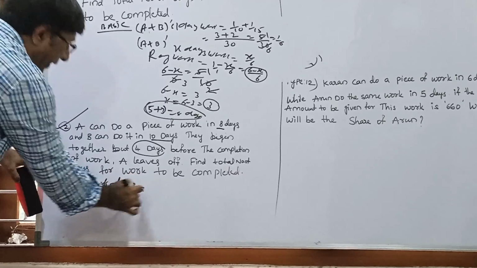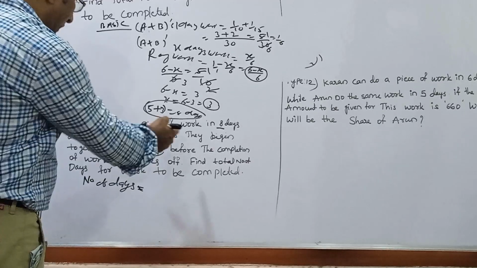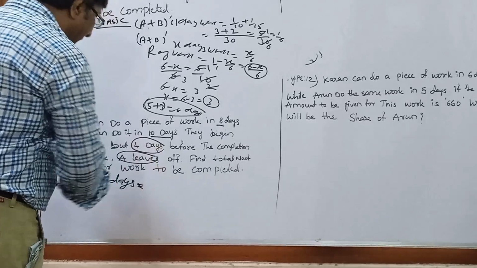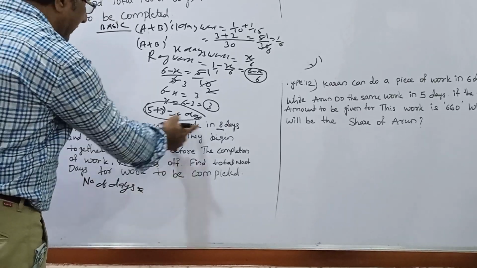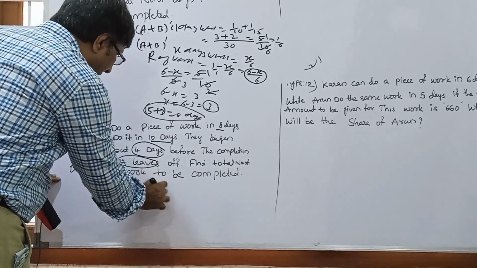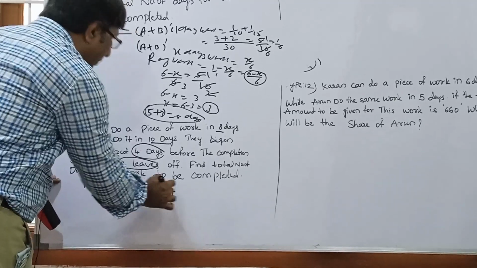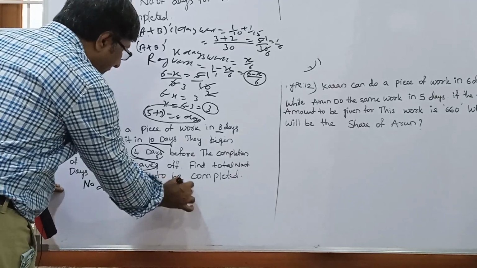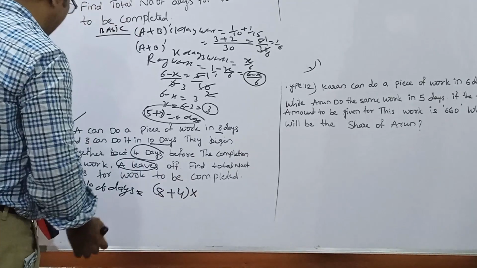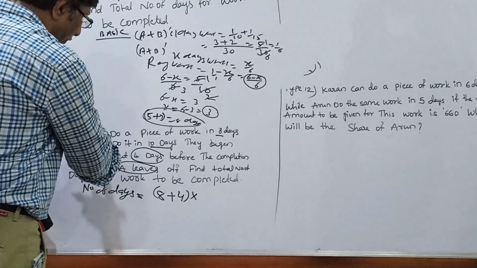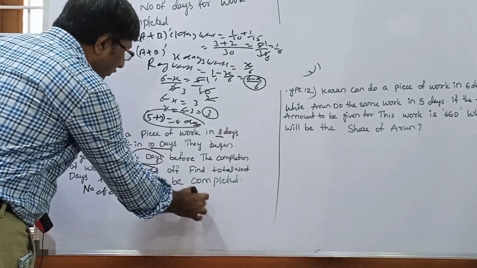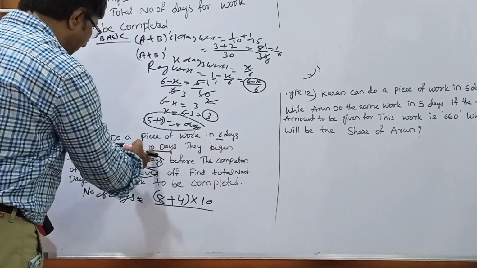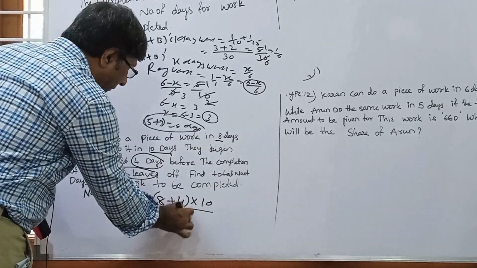First you find who leaves. They begin work together before A leaves, so here A leaves. A can do the work in 8 days, so you take 8. How many days before? 4 days before, so this is 8 plus 4. The other person is B, who does the same work in 10 days, so multiply by 10. Now the sum of the days: here 8 days and here 10 days, so this is 8 plus 10.